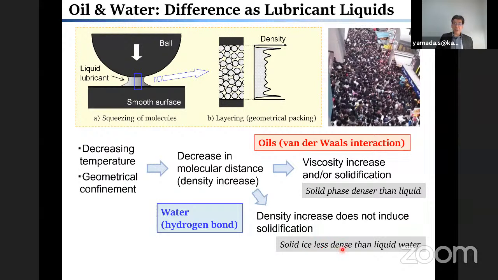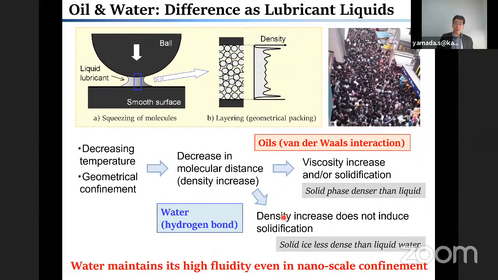Solid ice is less dense than liquid water. Because of this, water molecules retain high fluidity even in nanoscale confinement. This is the principal mechanism.